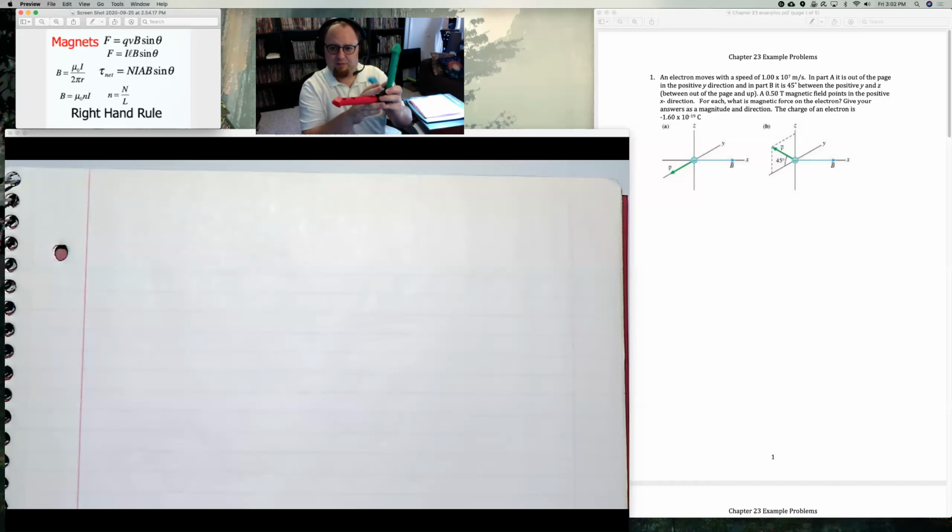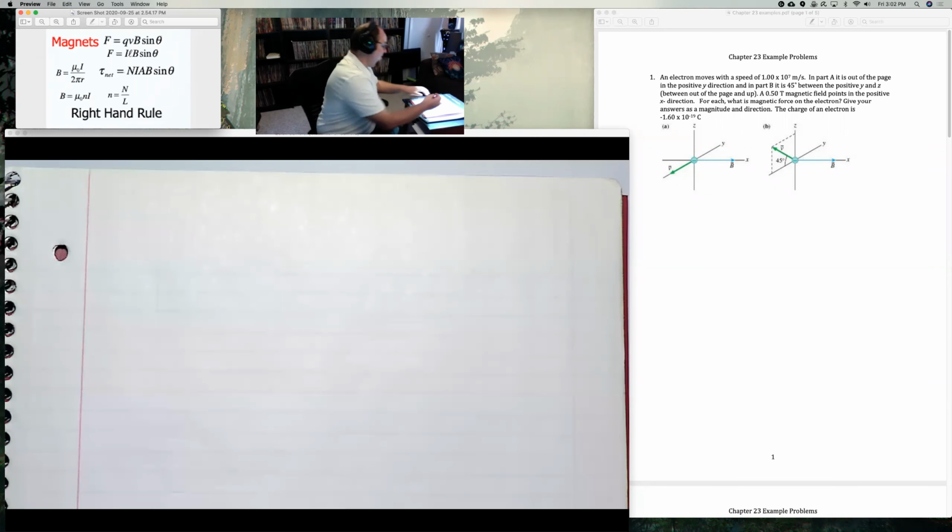So I have my setup, and for part A, I want it to go out of the page. I'll go out of the screen at you. We're saying it's coming right this way, right along this y-axis. And for part B, it's coming up at an angle like this, between y and z, out of the page and up. For both of them, there's a 0.5 Tesla magnetic field in the positive x direction. For each one, what is the magnitude of the force on the electron?